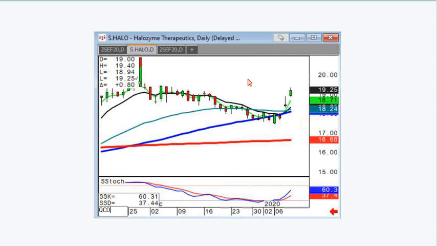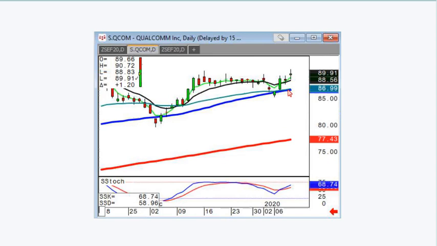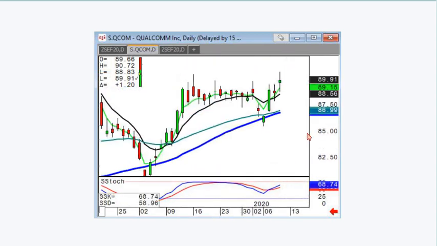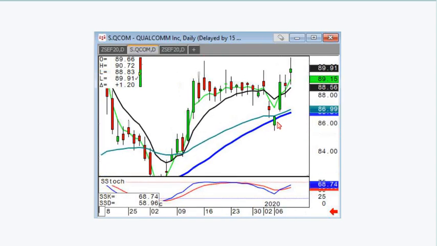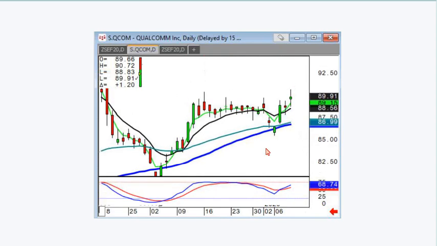QCOM was another one that we recommended because it did a little gap up off the 50. Let me make this big enough where we can see it. And now what do we got going on? There's our scoop pattern. And we would still be buying this one on positive trading tomorrow because what do we expect coming out of a scoop pattern? That slingshot effect to the upside.